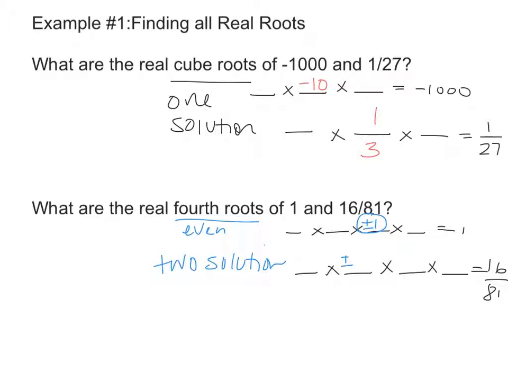But 16, what number multiplied by itself 4 times will give you 16 is 2, because 2 times 2 is 4, 4 times 2 is 8, and 8 times 2 is 16. And 81 is actually 3, because 3 times 3 is 9, and if you take 2 of those sets, 9 times 9 is 81. So plus or minus 2/3 is what's going to work on that one.